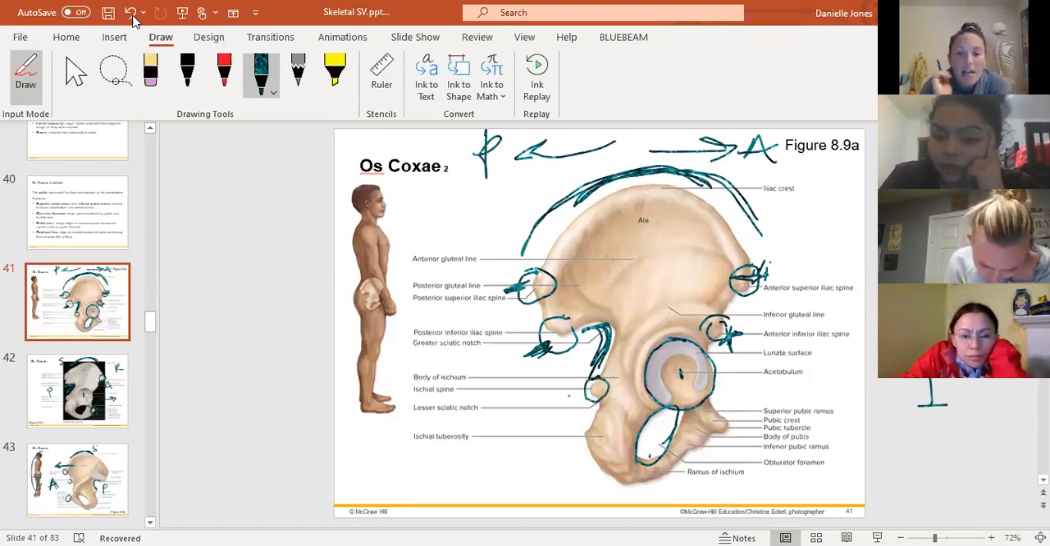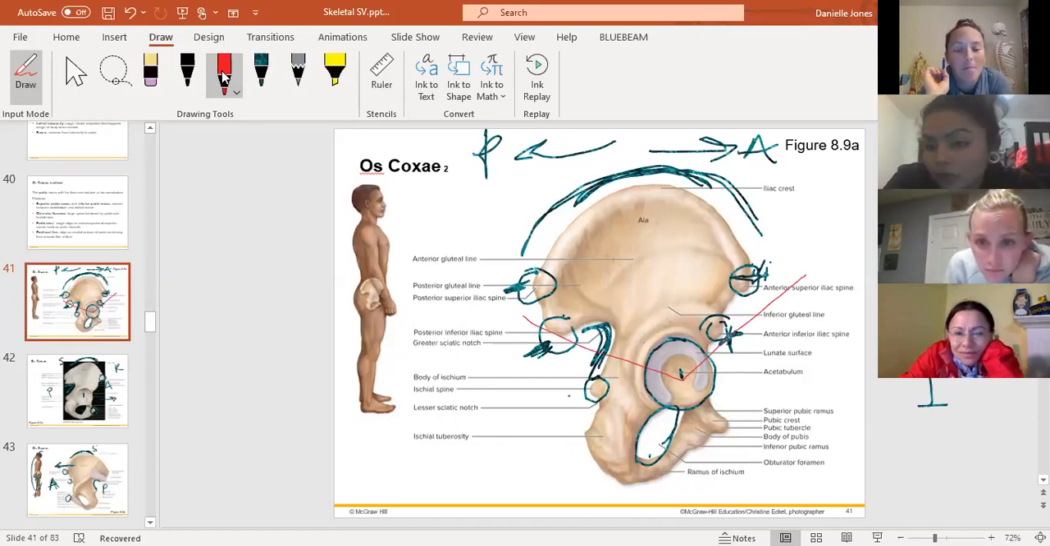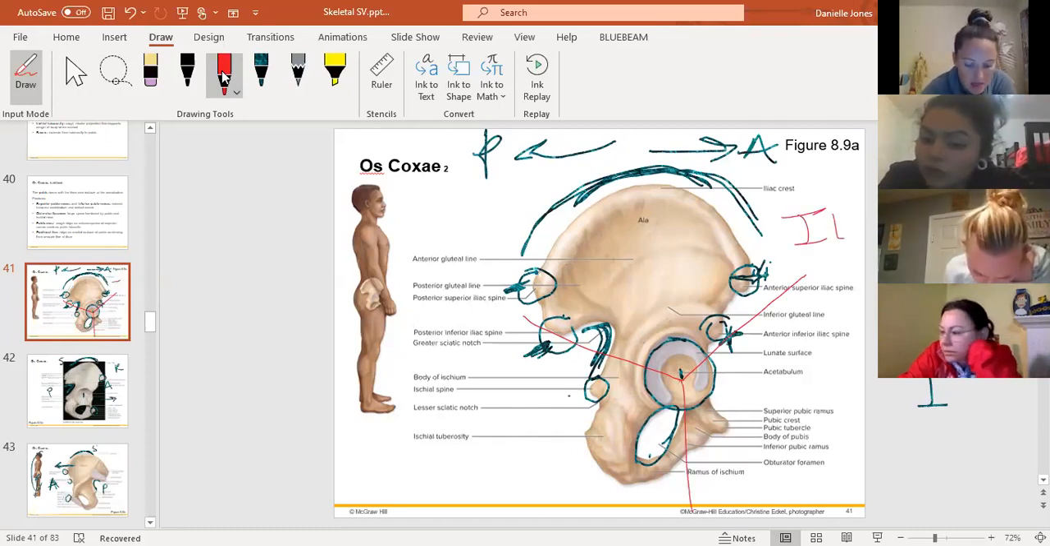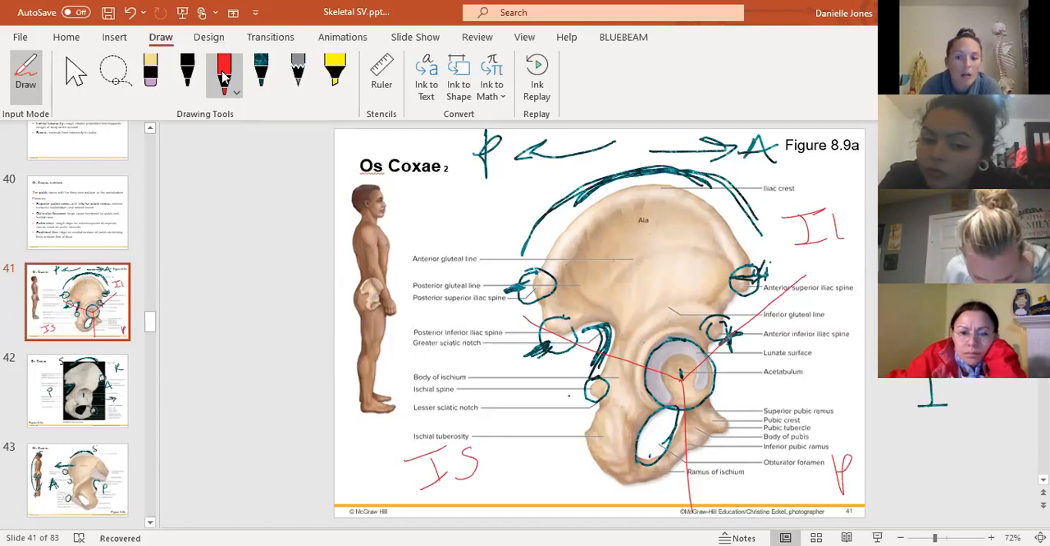That structure is now, bear with me with all of these lines and stuff. Here is the ilium, okay? There's the ilium. This is going to be the ischium over here. And then this is going to be the pubis over here. Those are the 3 bones.